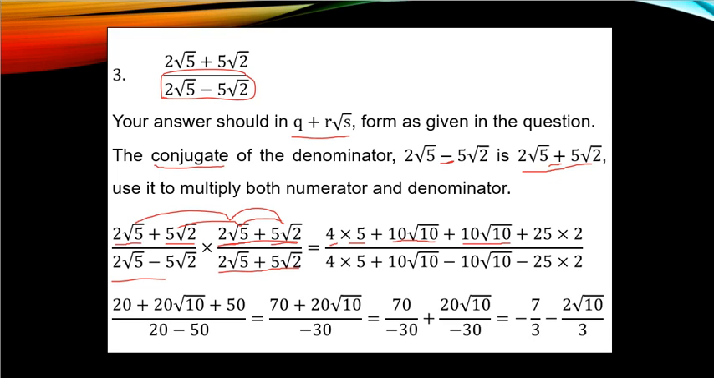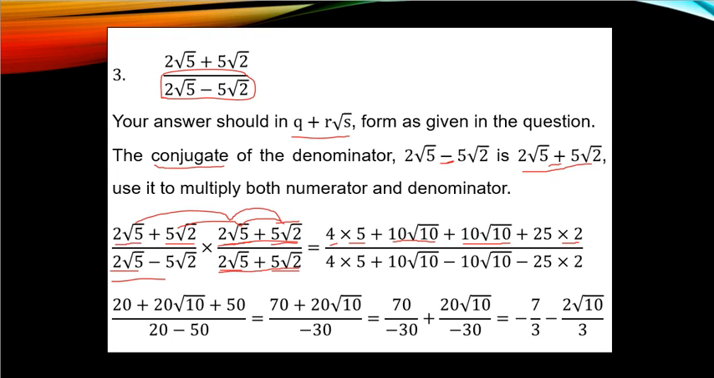Second term times the last term, 5 times 5, 25. Root 2 times root 2 is root 4, and root 4 is 2. For the denominator, you take 2 root 5 to multiply 2 root 5 and 5 root 2.